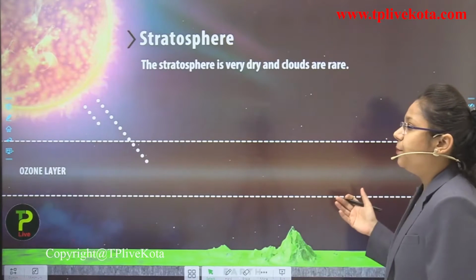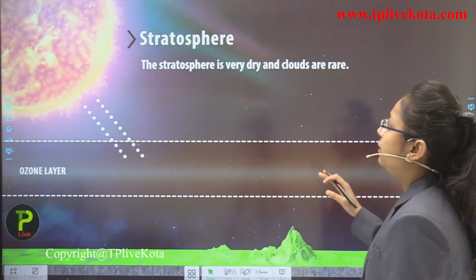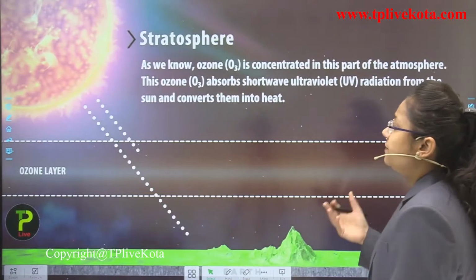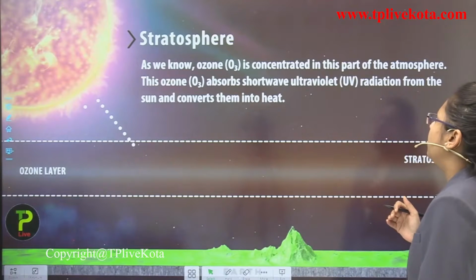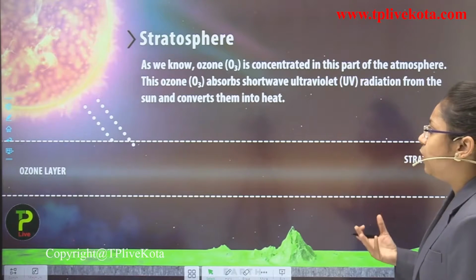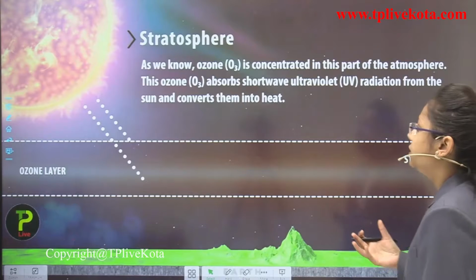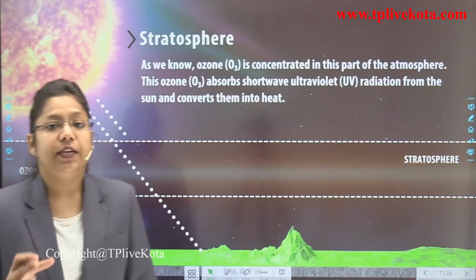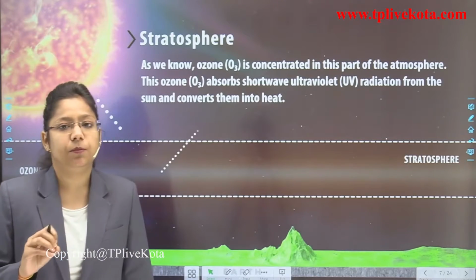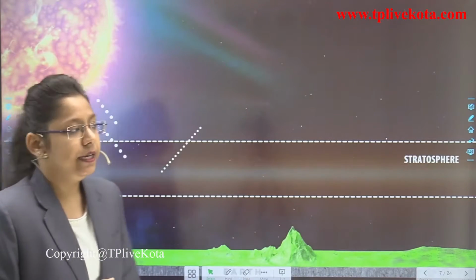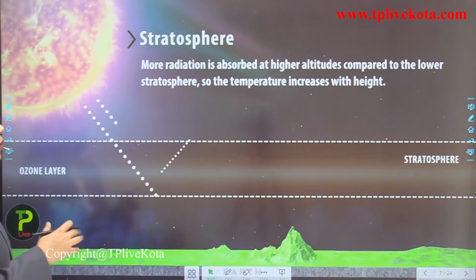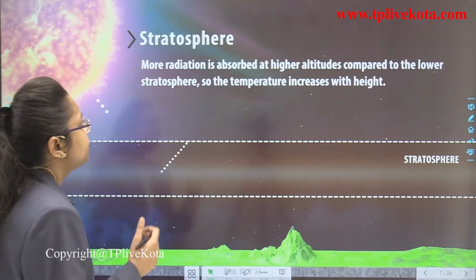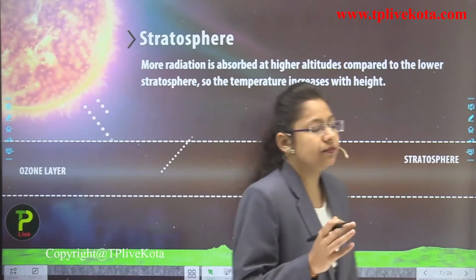Now we are going to see about the stratosphere again. The stratosphere is very dry and clouds are very rare over here. As we know, ozone is concentrated in this part of the atmosphere. This ozone absorbs short wave ultraviolet radiations from the sun and converts them into heat. So short wave ultraviolet radiations are absorbed by the ozone and converted into heat, and some of them are reflected back. More radiation is absorbed at higher altitudes in the stratosphere, so the temperature increases with height.